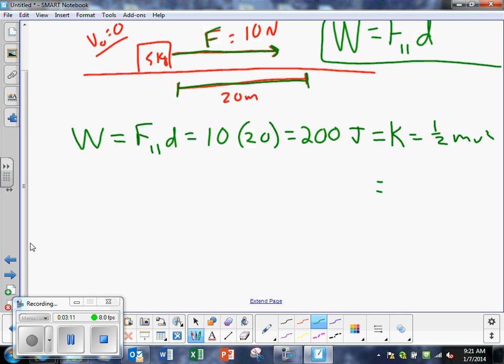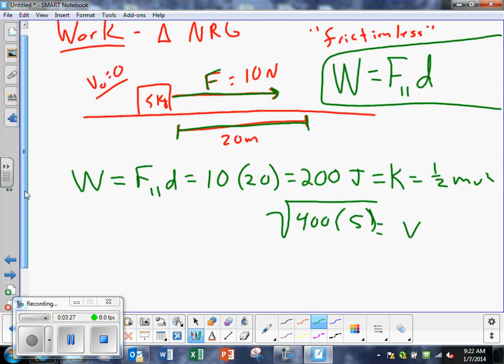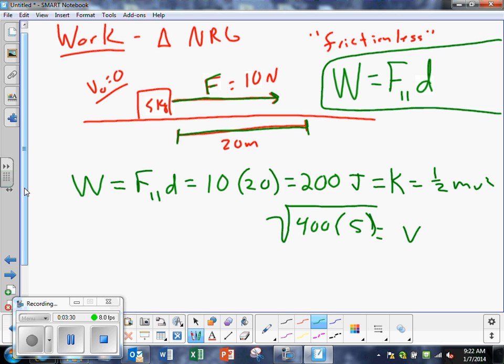We can figure out our v then at the end of this work is the square root of 400 over 5. And that would be my velocity at the end of this work period. Okay, now keep in mind, energy and work is directionless, it's not a vector, so this doesn't give us a direction like the kinematic equations do, but it's a little bit easier to do some of these problems with. Any questions on that?